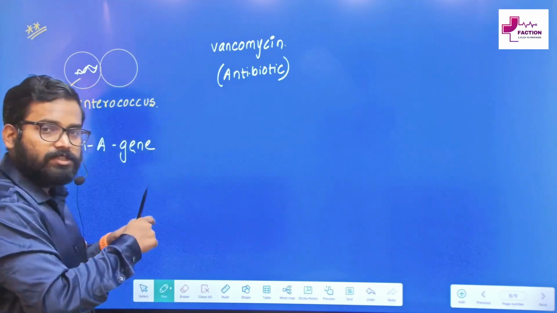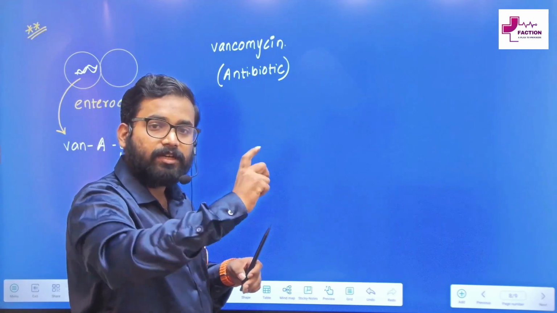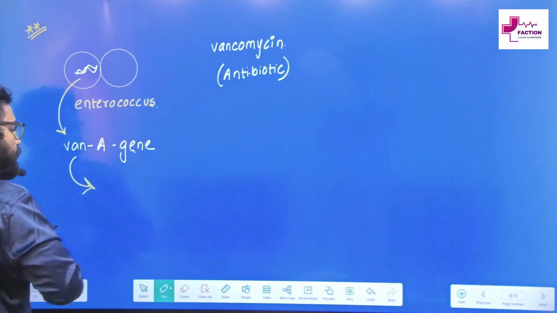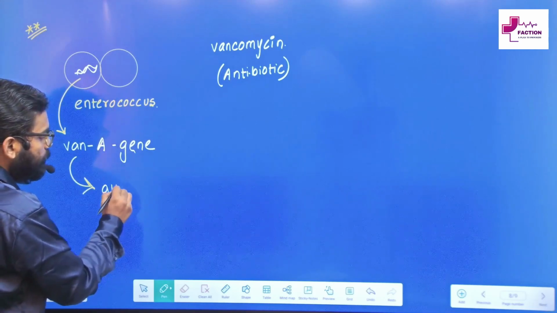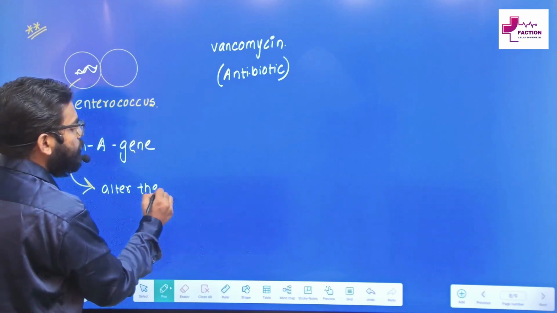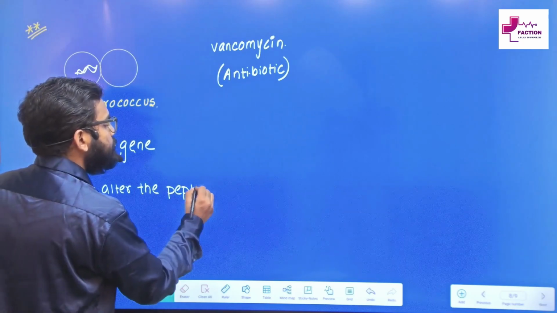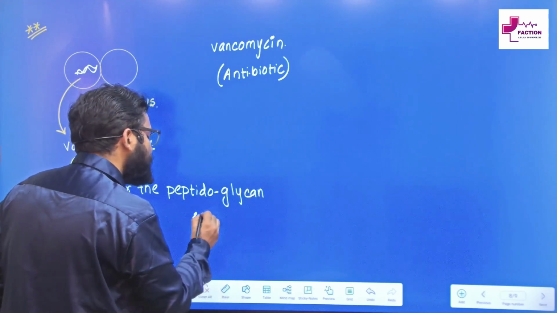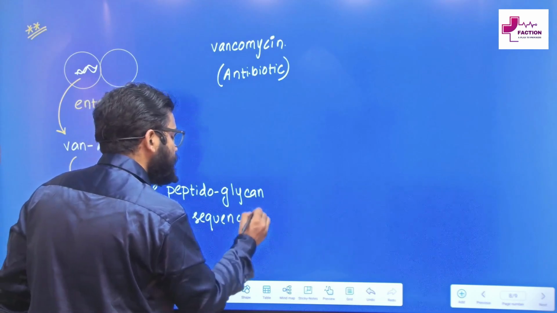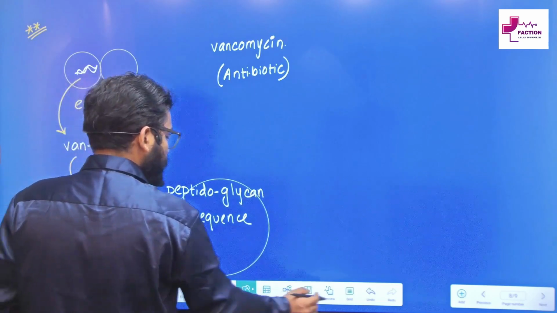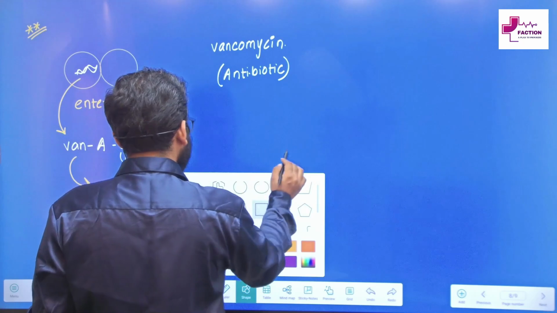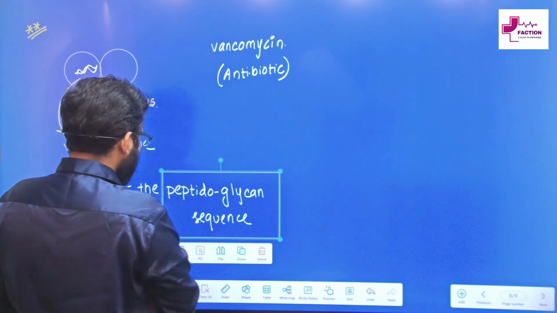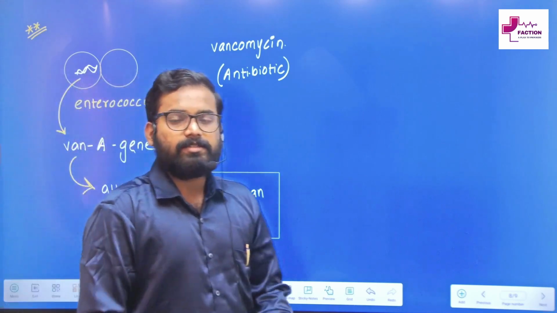This transposable gene can change its position, it can do transposition. This transposable gene can actually alter the peptidoglycan sequence. Now this part might seem a bit confusing. Peptidoglycan sequence. What does that actually mean, peptidoglycan sequence?